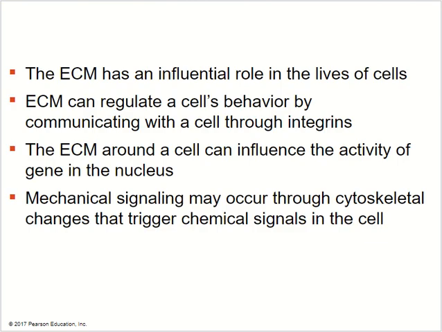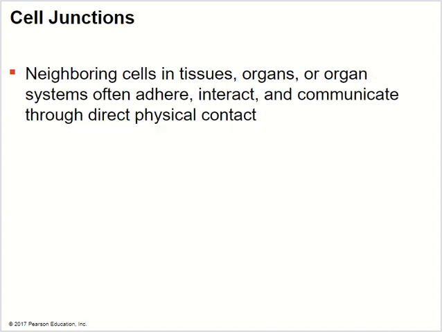The extracellular matrix has an influential role in the lives of cells. It can regulate a cell's behavior by communicating with a cell through integrins. The ECM around a cell can influence the activity of genes in the nucleus. Mechanical signaling may occur through the cytoskeleton, with cytoskeletal changes triggering chemical signals in the cell.